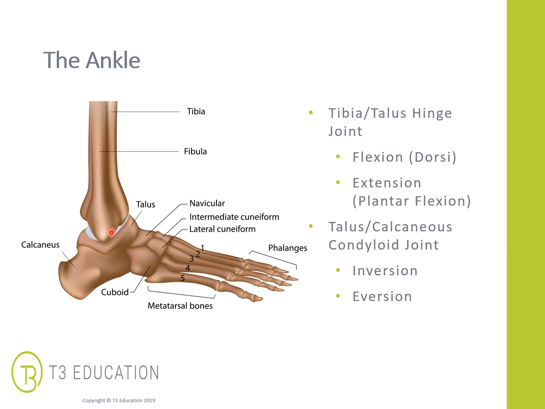The ankle joint also allows inversion and eversion, and this happens at the second joint where the talus meets the calcaneus. This is a condyloid joint, allowing inversion and eversion. Now, pronation and supination actually happens at the foot rather than the ankle joint. Common ailments: Achilles tendinitis, medial and lateral ankle sprains, and damage to those medial and lateral ligaments of the ankle.